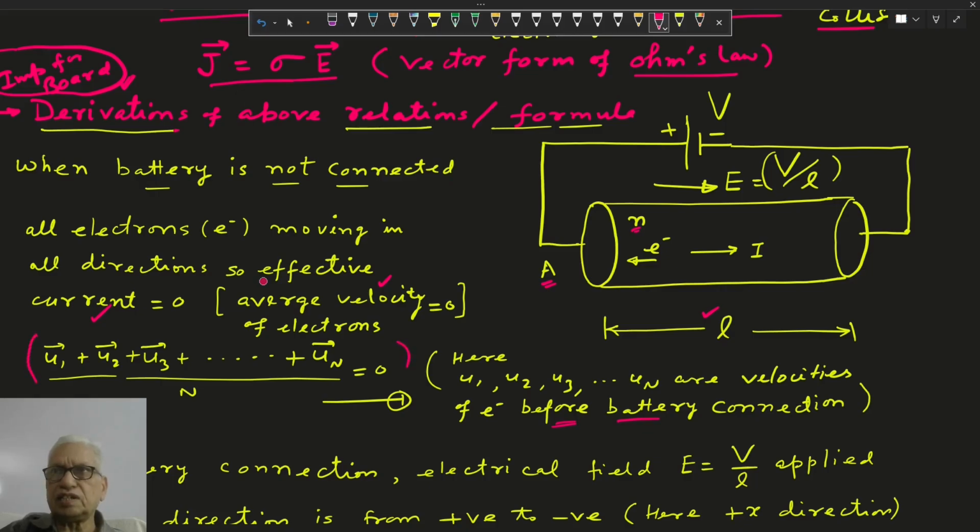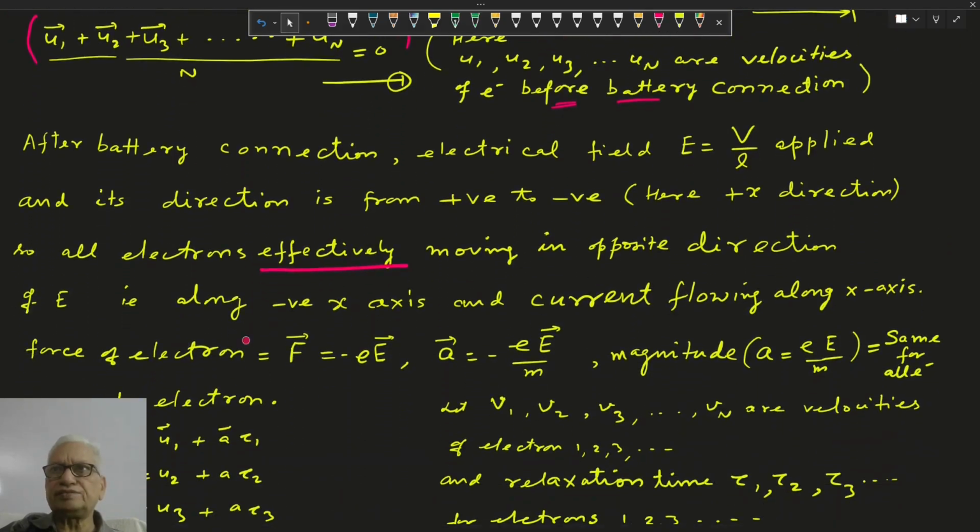But if we connect the battery of voltage V, then the electrical field developed is given by voltage divided by length of the conductor. The direction of this electrical field is from positive terminal to negative terminal. Considering electrons, the force on an electron is in the opposite direction of the electrical field. Current we are getting is in the direction of electrical field, from positive to negative terminal of the battery. Now after battery connection, electrical field is E equal to V divided by L, and the direction of current from positive to negative, let's say positive x.